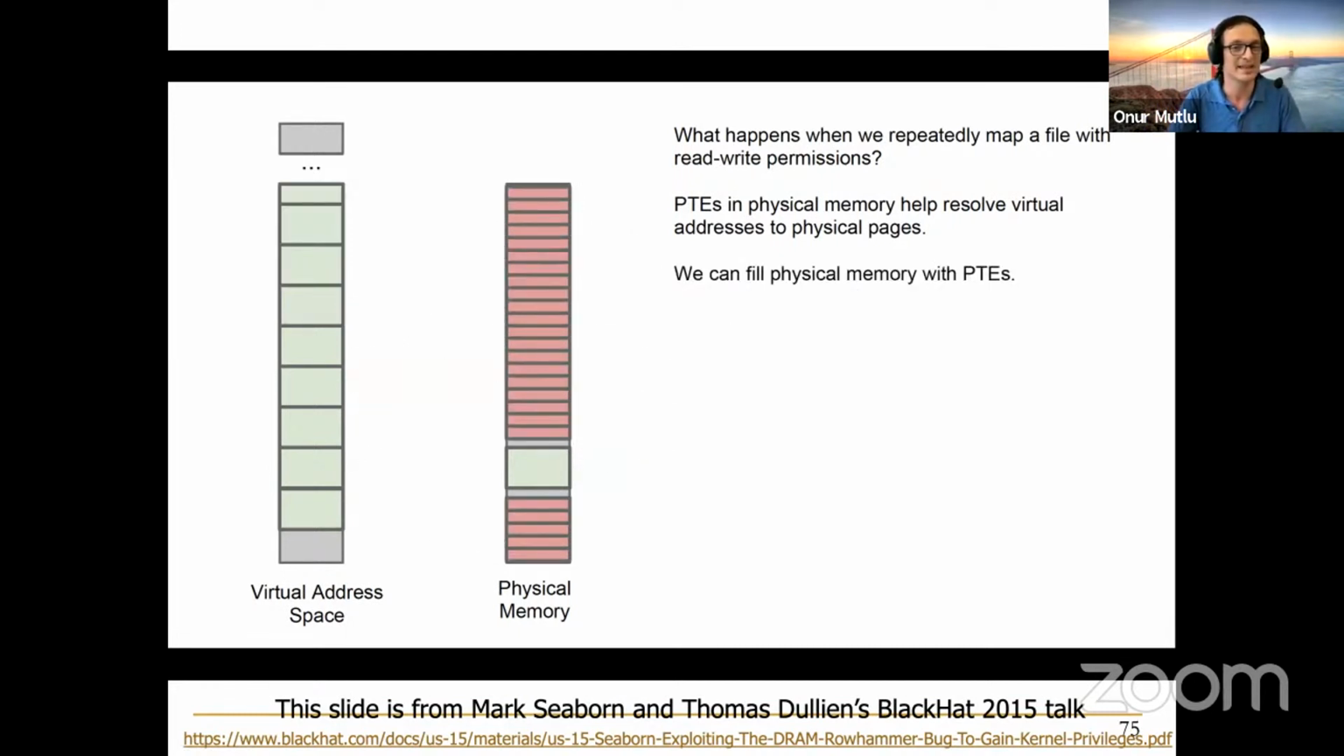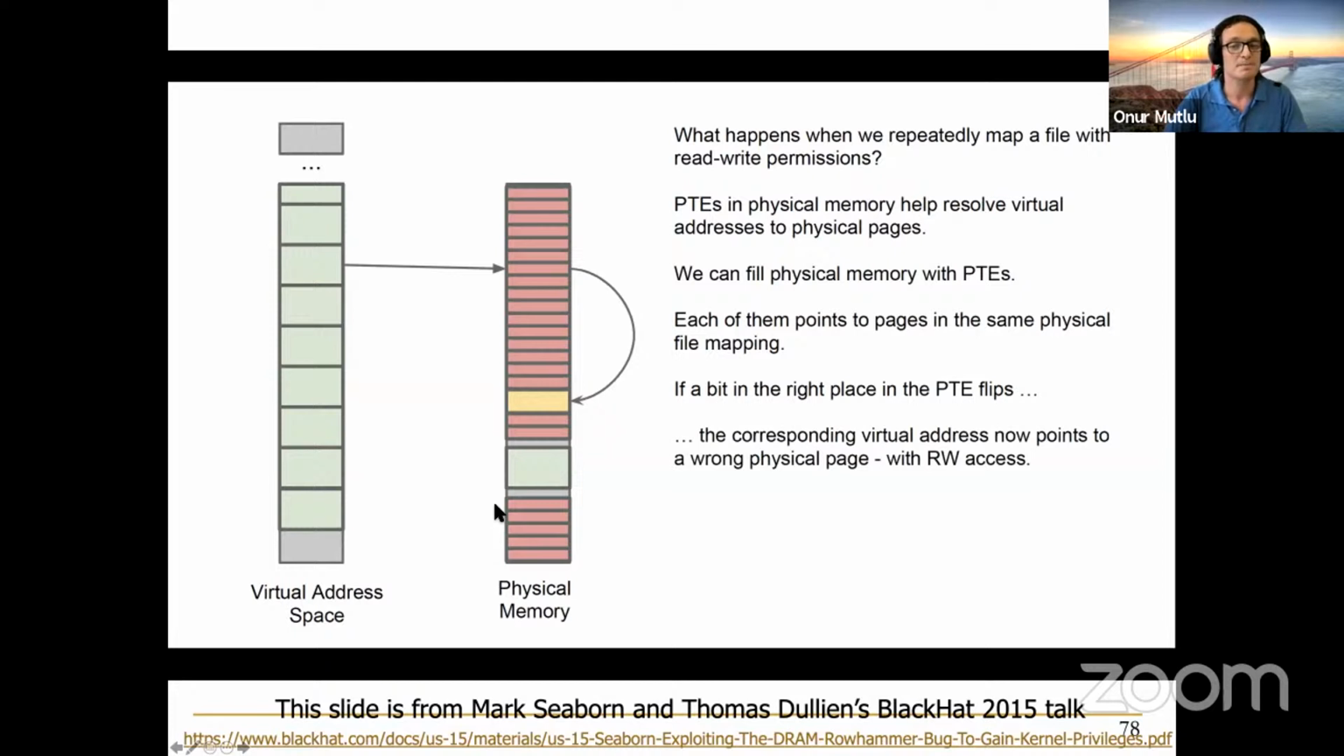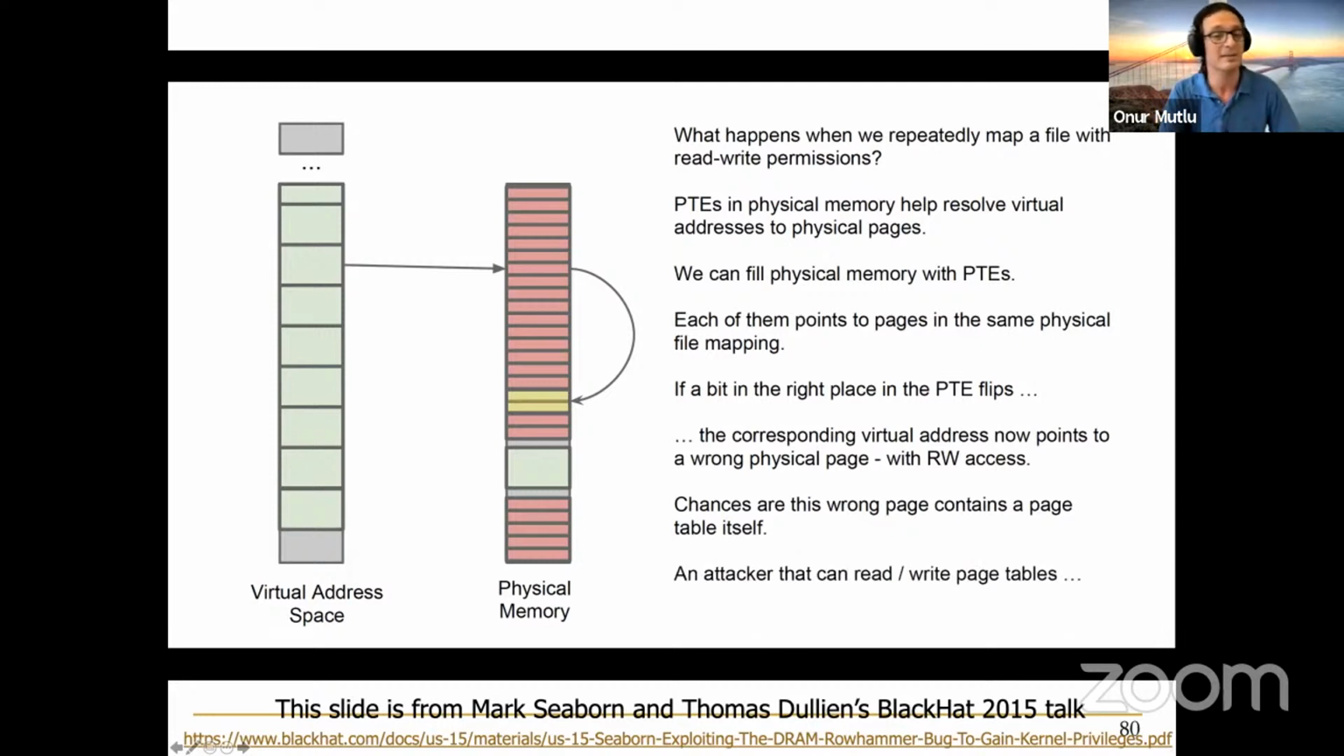What you can do is fill the entire physical memory with page table entries, or a good chunk of it. And now you have a lot of page table entries over here and just little data. Each of them points to the pages in the same physical file mapping, and you have read-write access. Remember that. Write access is important over here. Now, if a bit in the right place in a page table entry flips due to RowHammer, the corresponding virtual address now points to a wrong physical page with read-write access. And that happens to house a page table. Chances are this wrong page contains a page table itself, so the attacker can now read and write page tables.